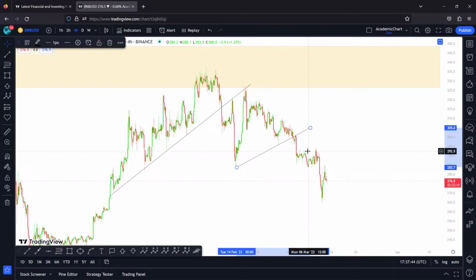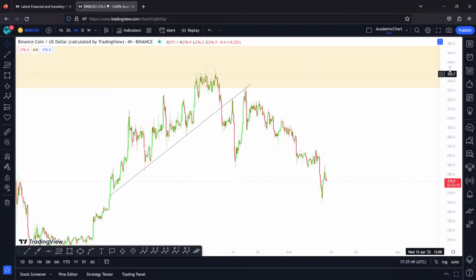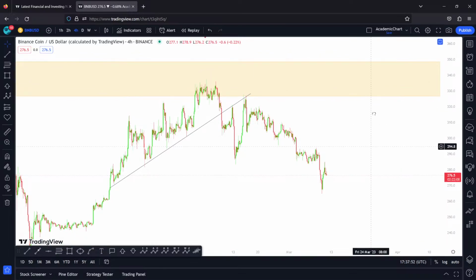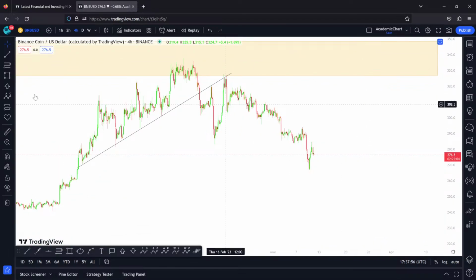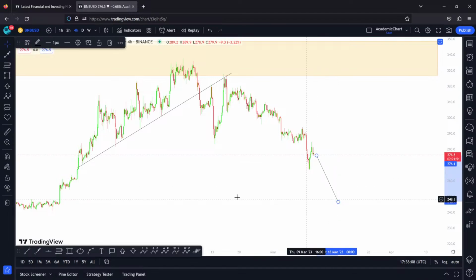It just reversed and broke this correction. So as a short term, regardless again about those waves, I will come back to that wave counting. But as a short term, I can see that yes, we are still seeing the downtrend momentum. So it is going to continue to somewhere here as a short term.